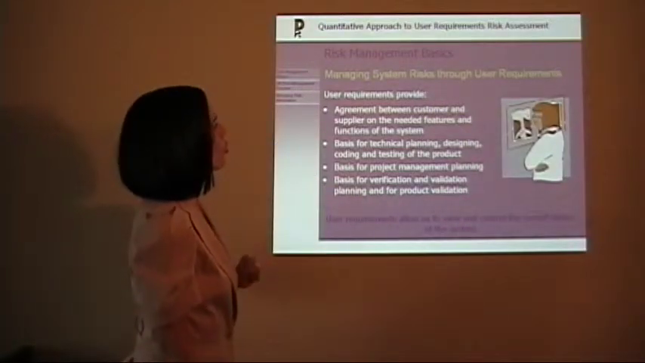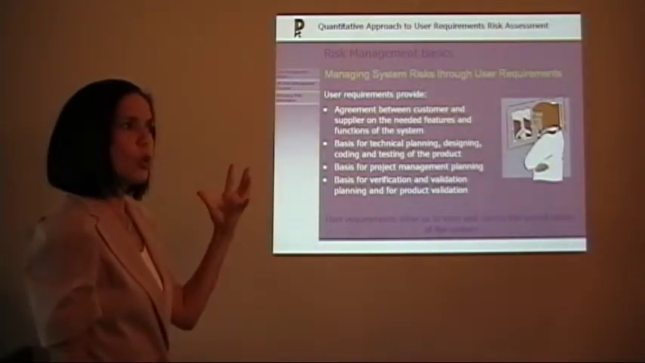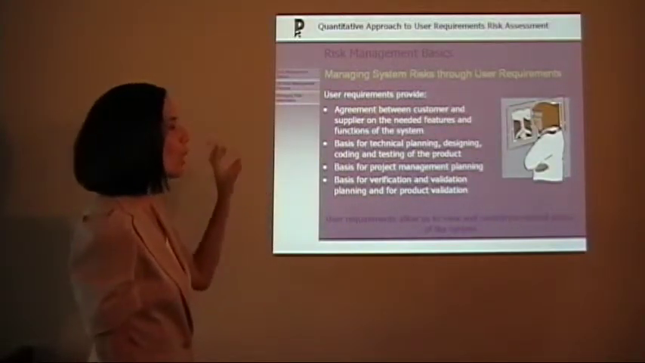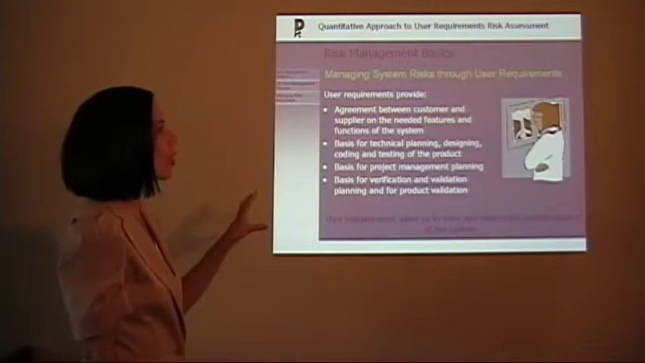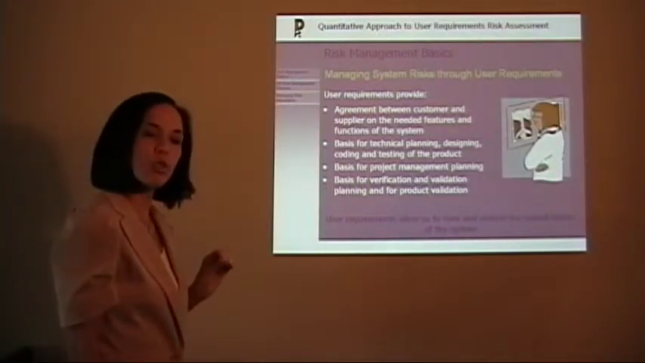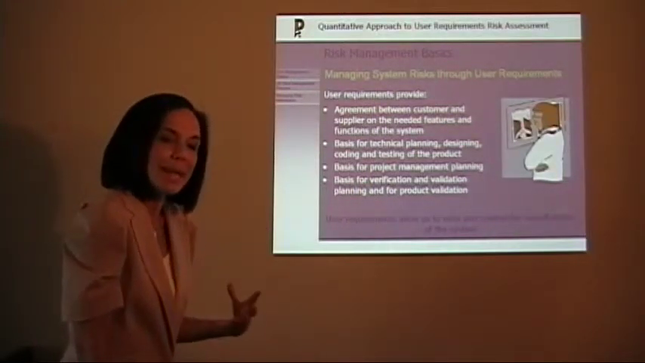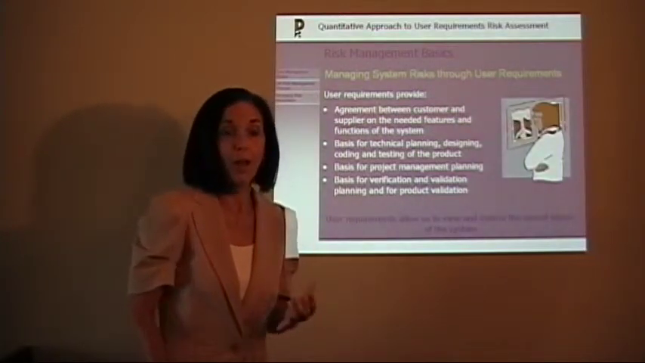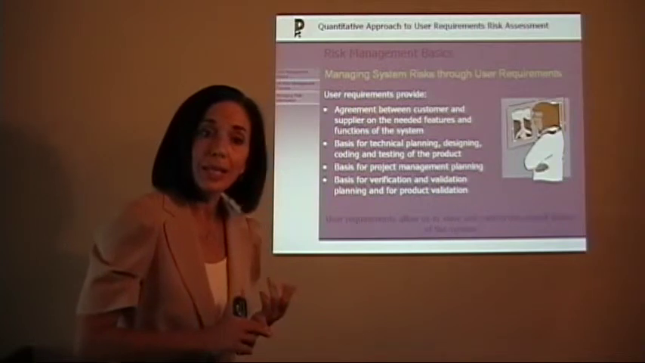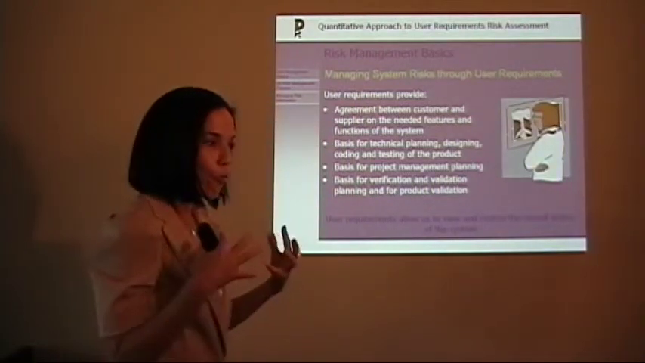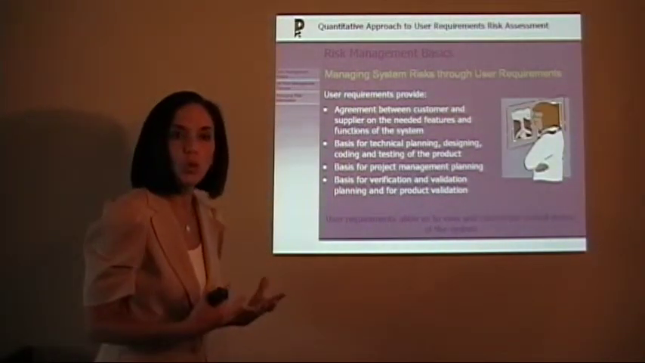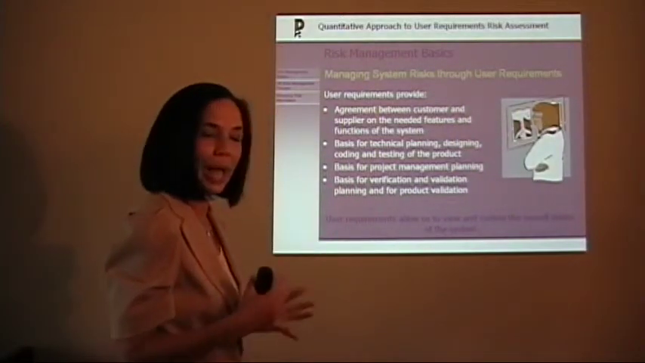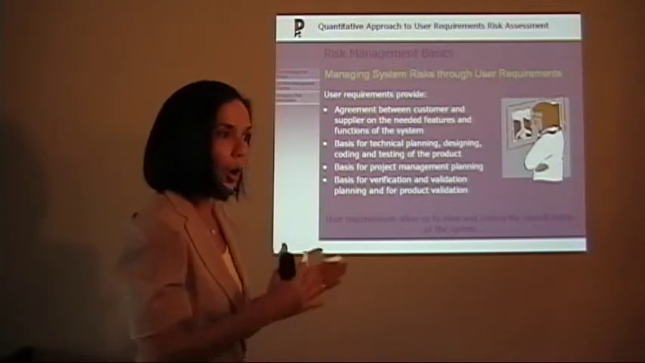We also manage risk because of user requirements, because user requirements provide the agreement between customer and supplier on the needed features and functions of the system. What does that mean? Our user requirements are our inventory of what our user wants the system to do. So if we risk assess those user requirements, that inventory, we are able to plan our system implementation accordingly.